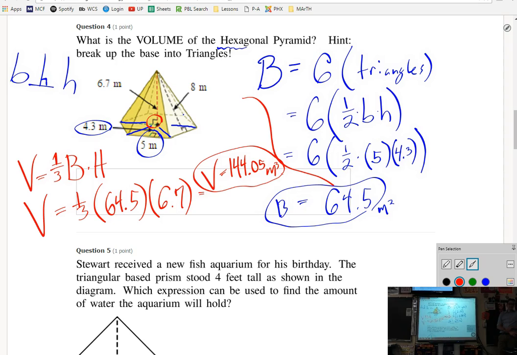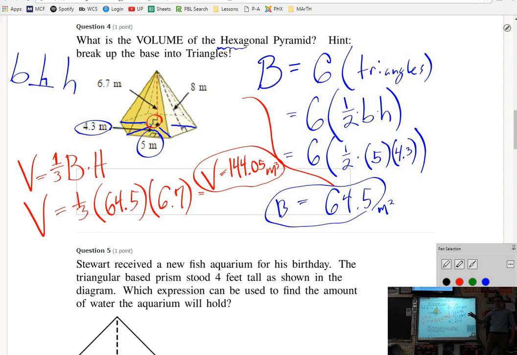Volume's easier, but it's not easy. So it's the easier between surface area and volume, but it's not easy. You've got to write this out. You've got to be real careful. Check your work. Xavier? I already did that. All right, no other questions on this one before we move on.